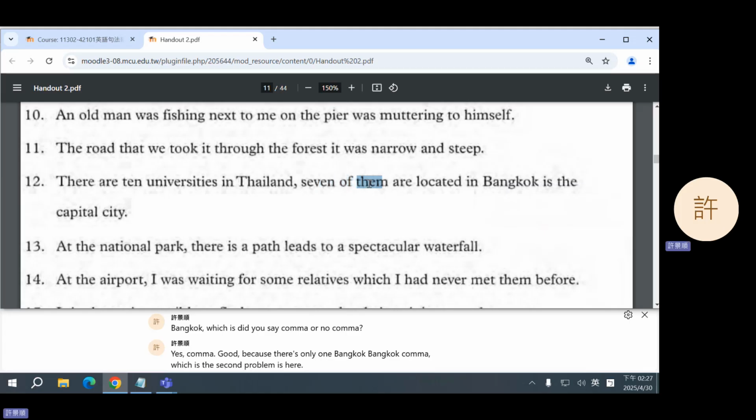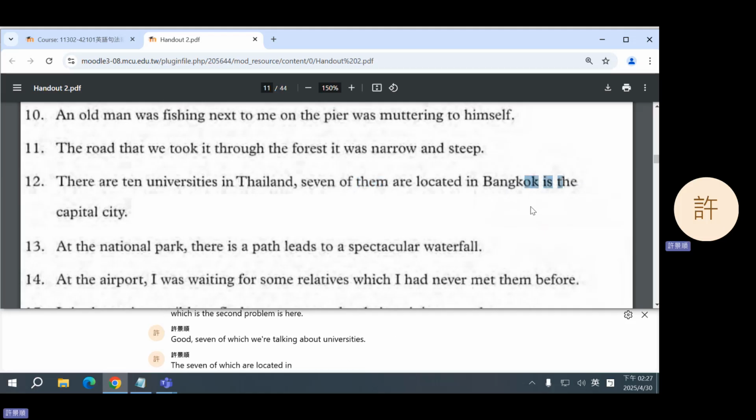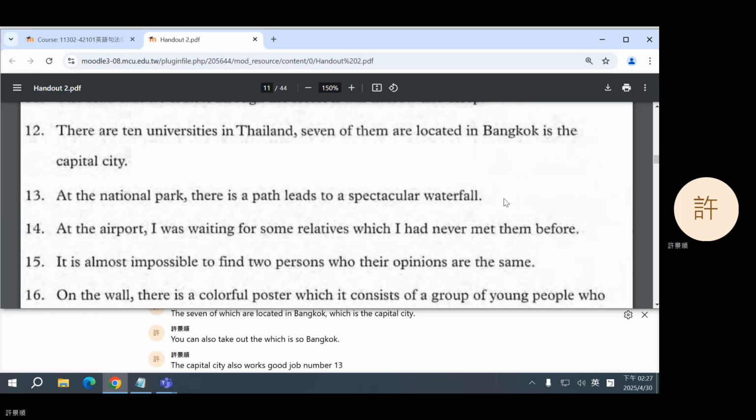Good. 7 of which. We're talking about universities. So 7 of which are located in Bangkok, comma, which is the capital city. You can also take out the "which is." So Bangkok, comma, the capital city also works. Good job. Number 13. 陈思豪.